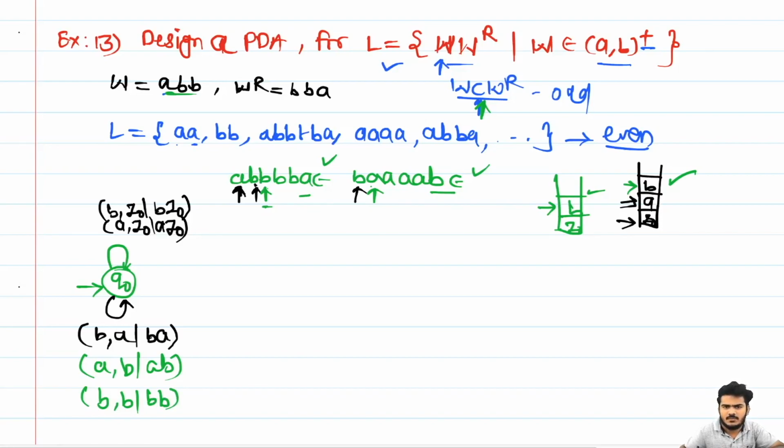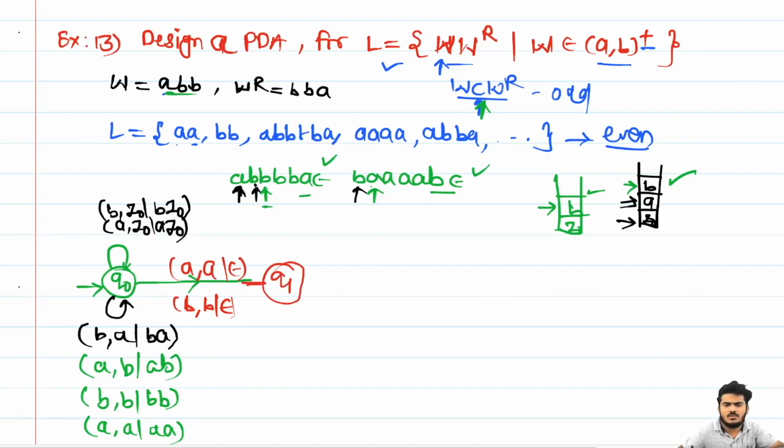But if the center has come, then I have to change the state and write that transition. So the transition becomes B as input and B as the top of the stack, then I have to pop. Similarly for A also, if I assume that the center has not come yet, so A is the input and the top of the stack is A, then I will push that A into the stack. But at the same time, if I assume that the center has come, so the input is A and the top of the stack is A, then I have to pop and I will move to the Q1 state.